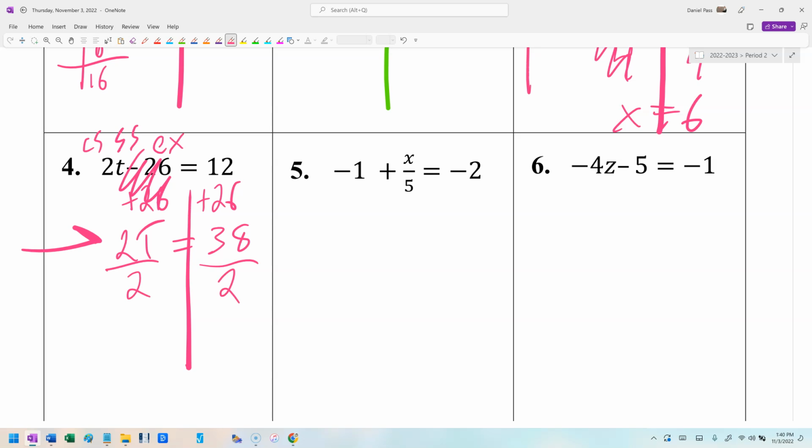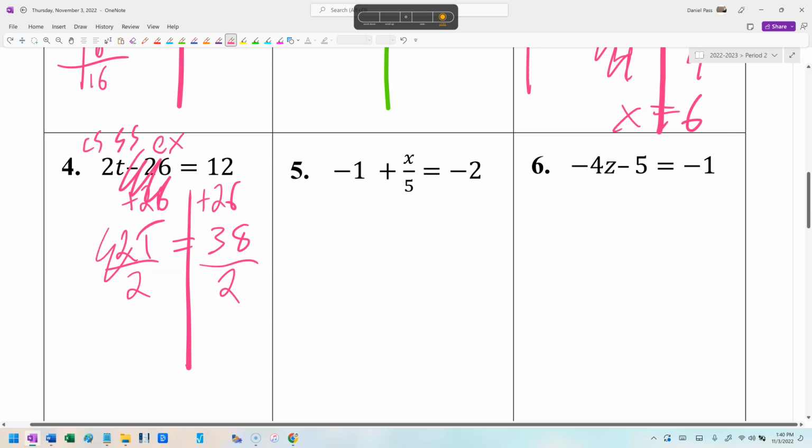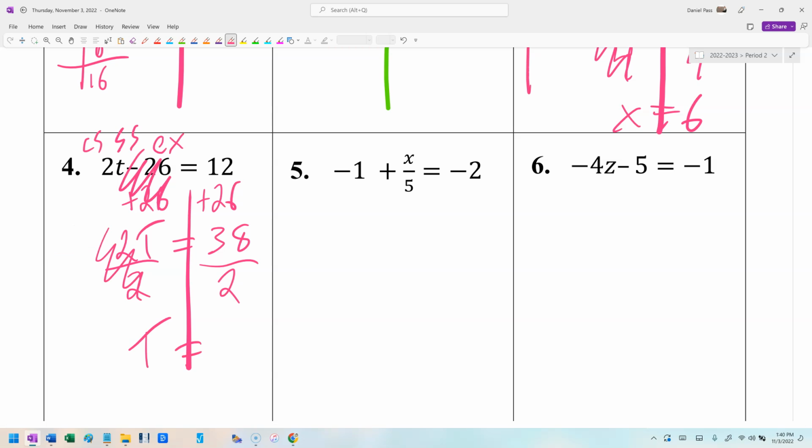Alright, you guys see how this turned into a one-step equation. So I should see 2t equals 38 on the second step on the test. T is equal to? 19. Very good. Alright, we have to go quickly.